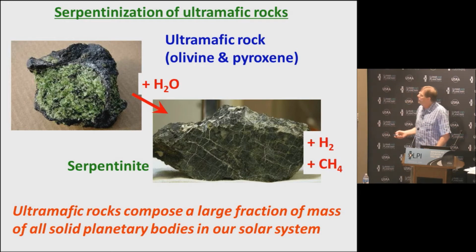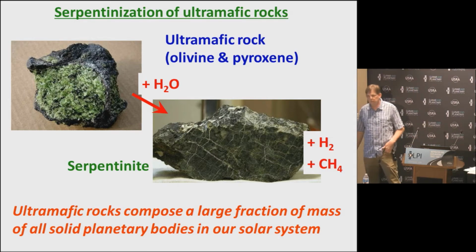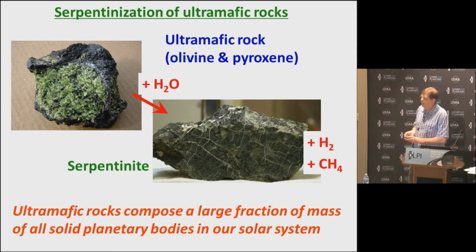I think everybody is pretty familiar with the serpentinization reaction, where you take an ultramafic rock, react it with water, and make a rock called serpentinite. Of particular interest to a lot of people in astrobiology are the byproducts, which may include hydrogen and methane. I really wanted to make the point that these ultramafic rocks are a large fraction of the mass of most solid planetary bodies in our solar system, particularly bodies that have differentiated. Even the icy moons will have most of their mantle made of these ultramafic rocks. So there's good reason to think this process is very widespread in the solar system.